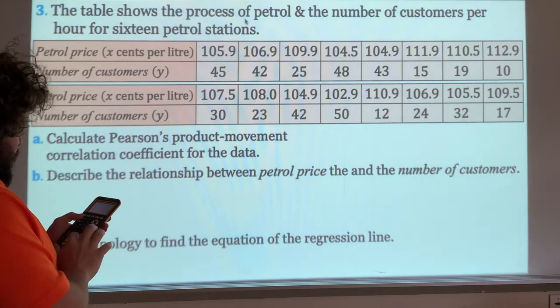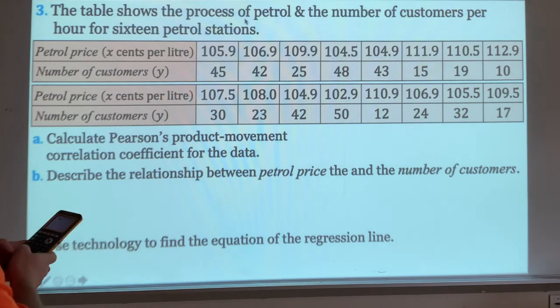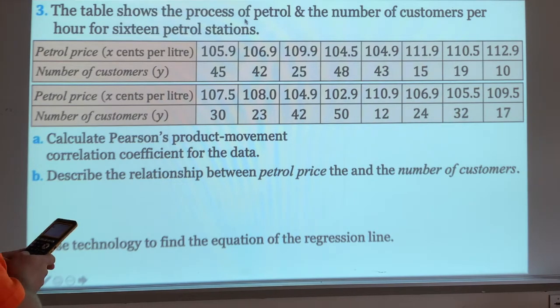So once again, you're going to go second mem. You're going to clear all lists. Remember, I'm doing this with you. You're going to stat edit, and you're going to enter in all the stuff. 105.9. Now, the big numbers go in the first column, not the second. 105.9. Make sure you're in the correct column. 106.9, 109.9.